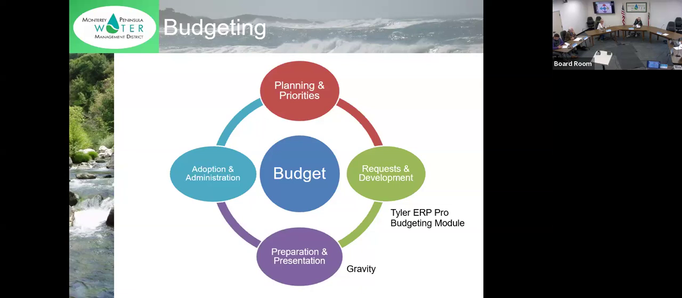Yeah, so this solution is being used by a lot of other utility districts and municipalities, and they've used Gravity both for budget development and presentation. We will start with the presentation piece, and if down the road we come to the conclusion, hey, we should also use the development piece, then that's something that we could integrate into. But yeah, the solution's geared for full-fledged utilities. It's good to hear.